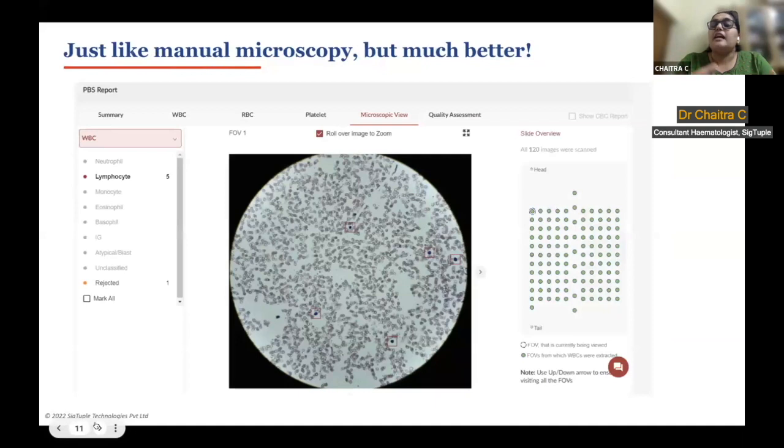So we also have an additional feature called microscopic view, which simulates a manual microscopy. So as pathologists, we will not miss our microscope with this feature. With this microscopic view and all the visual evidence, we are in a transition from the manual microscopic era to the world of digital microscopy.